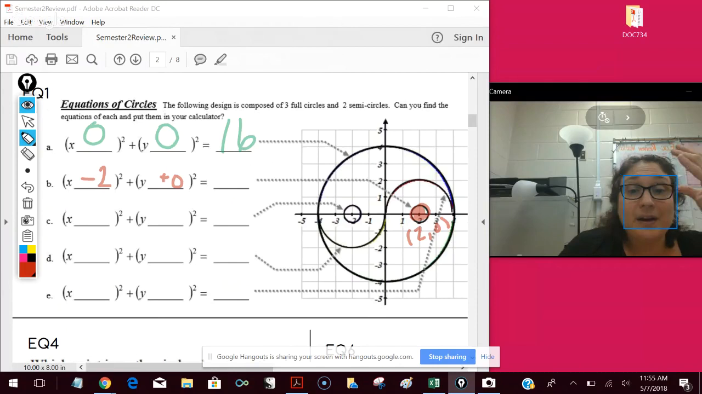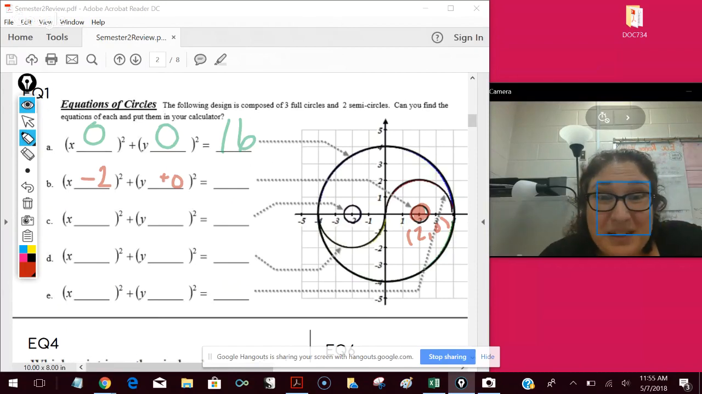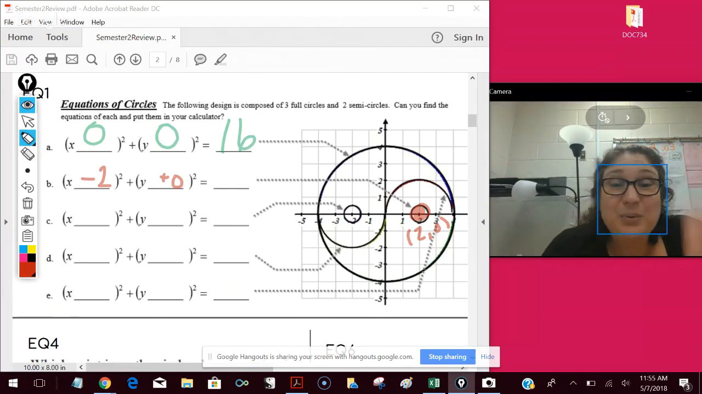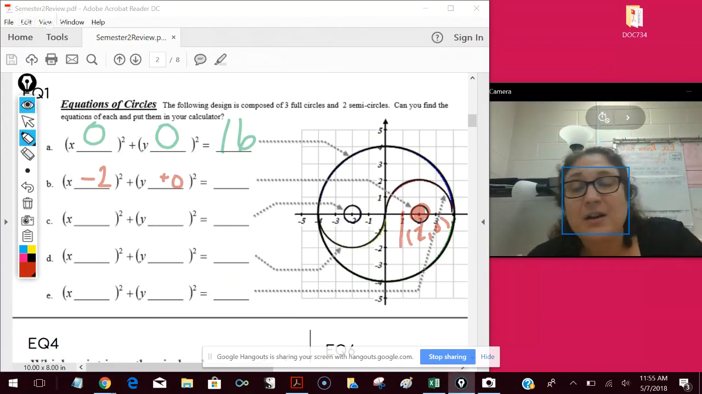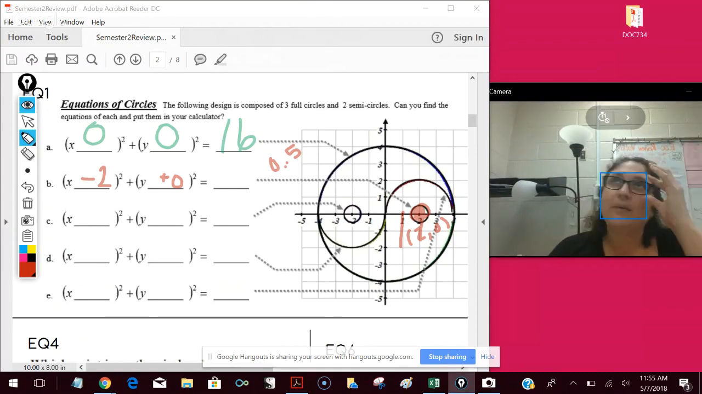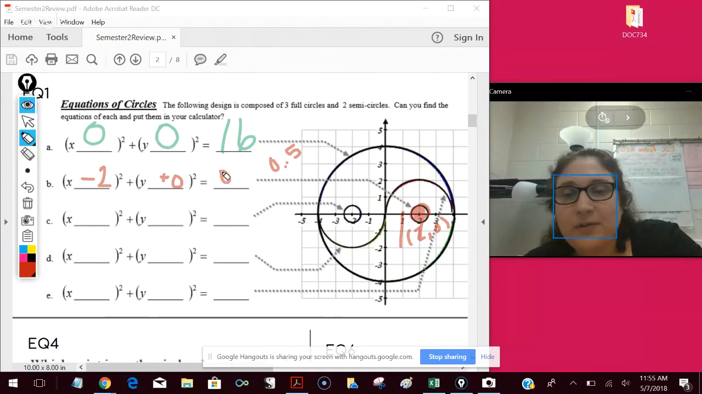Now we're looking at the radius. Well, this radius is really teeny. The radius is only 0.5, right? Because here's 1 to 2, and it's half of that. So we're looking at a radius of 0.5. When we put it into the calculator and square it, we're going to get 0.25. And that's going to be this value right here.